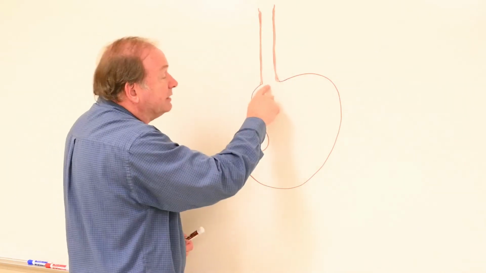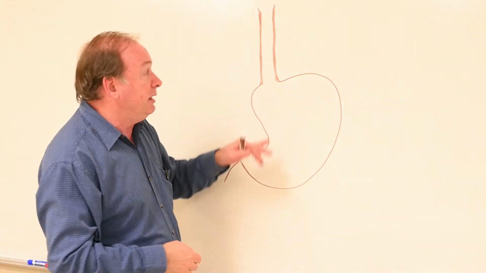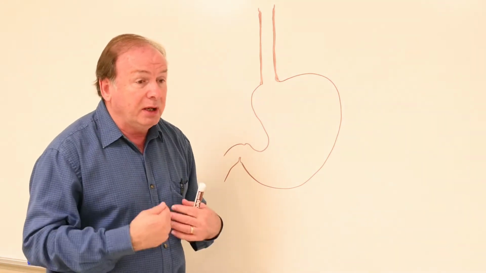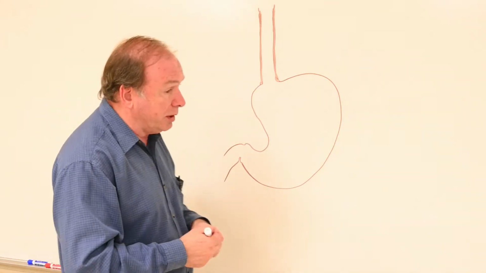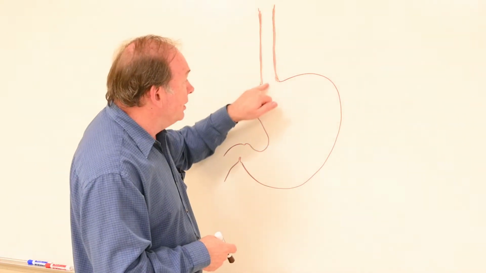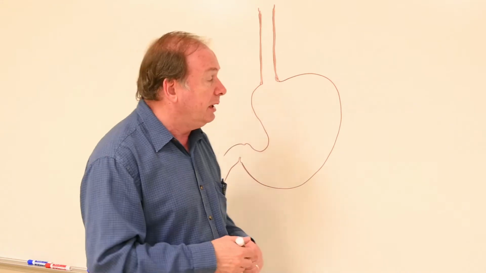The esophagus is just a tube that conducts the food from the pharynx to the stomach. It does not add any enzymes, any fluids. It simply carries the food from one place to another. And it does that by a process we call peristalsis, and we'll talk more about peristalsis in a little bit.